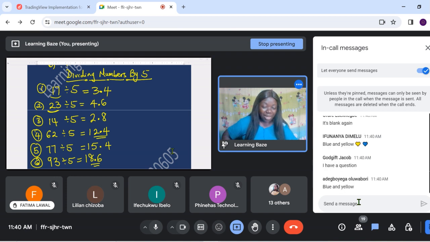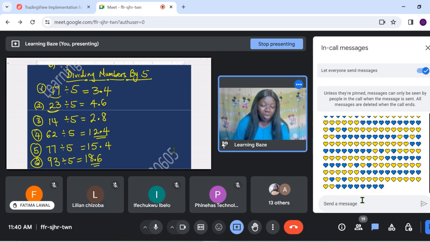Type the color of my screen. I want to know if Princess can see my screen. Type the color that you can see. Oh my God, Princess. Something must be wrong with your device because it can't be network again.